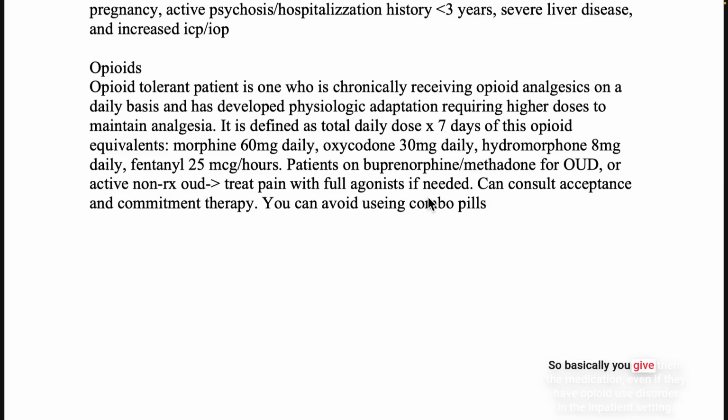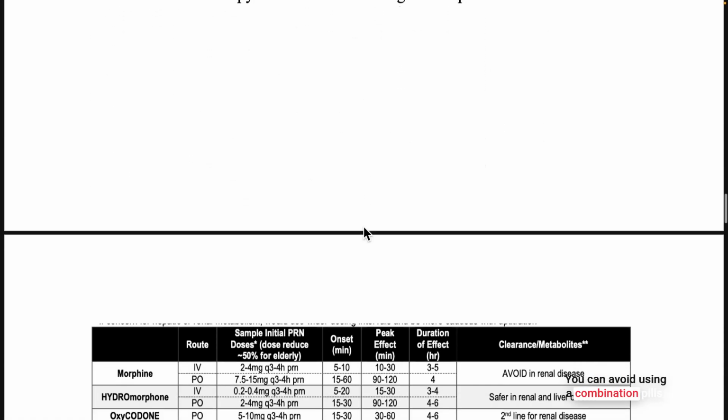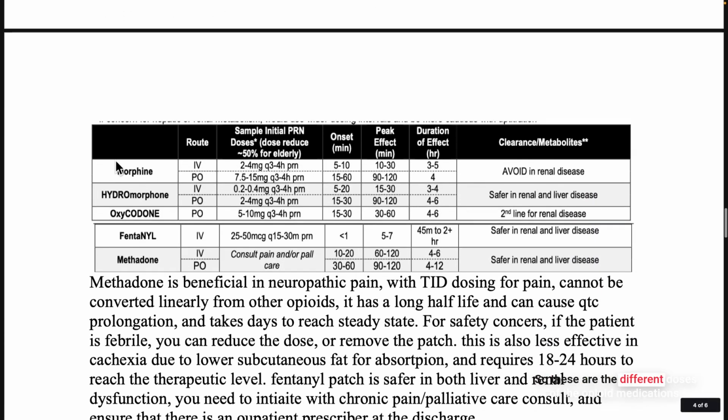So basically you give them the medication even if they have opioid use disorder in the inpatient setting. You can consult acceptance and commitment therapy. You can avoid using combination pills. So these are the different doses of the opioid medications. You could go ahead and pause the video and take a look at this.